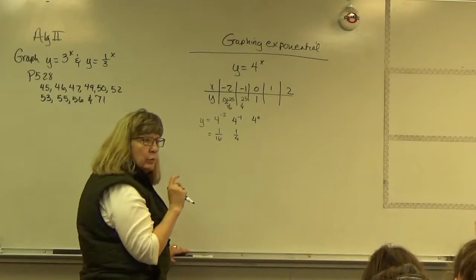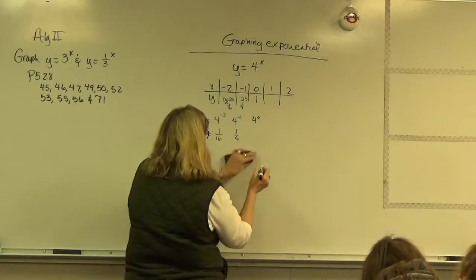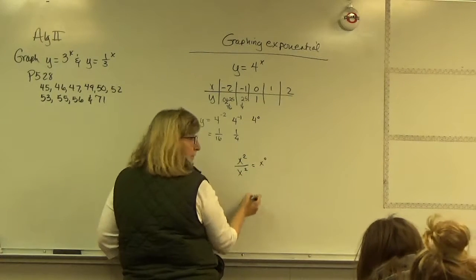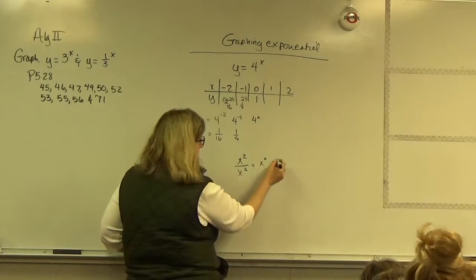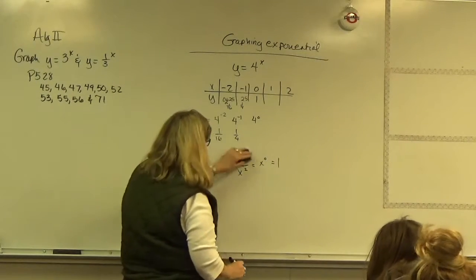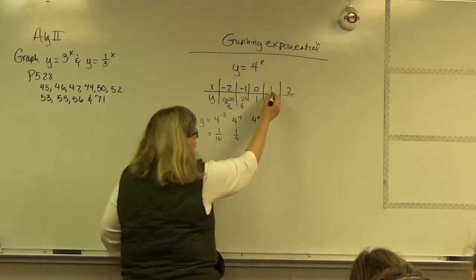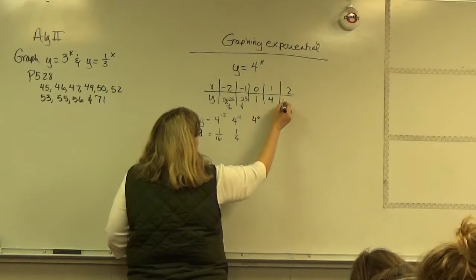Why is that? We went over that earlier in last chapter. Let's say I have x squared over x squared, you subtract, but isn't that really saying something divided by itself? Which is 1. So that's why that works. So anything to the 0 power is going to be 1. Now, what's 4 to the first? Shouldn't need your calculator for it. 4. What's 4 squared? 16.